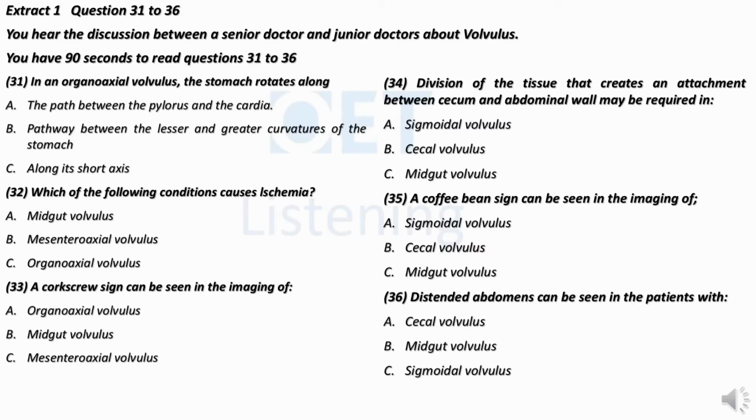Cecal volvuli are predominantly associated with two predisposing factors, lack of thorough peritoneal fixation and fulcrums such as abdominal masses or adhesions. Patients with cecal volvuli tend to have distended abdomens in addition to colicky abdominal pain and vomiting.